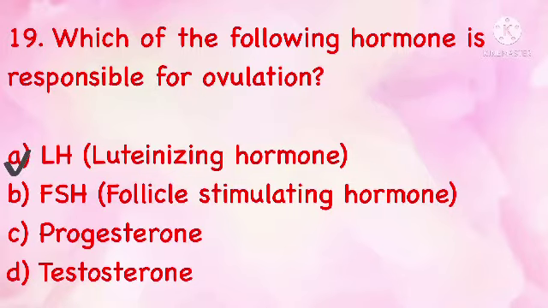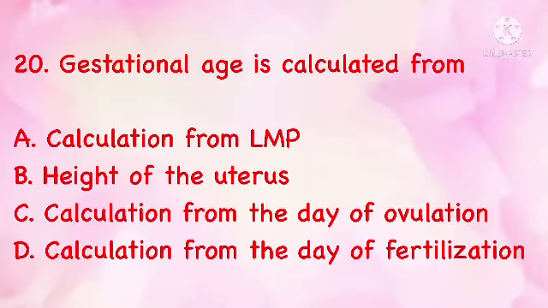LH, luteinizing hormone. Gestational age is calculated from: calculation from LMP, height of the uterus, calculation from the day of ovulation, calculation from the day of fertilization. And the correct answer is A. Calculation from LMP.